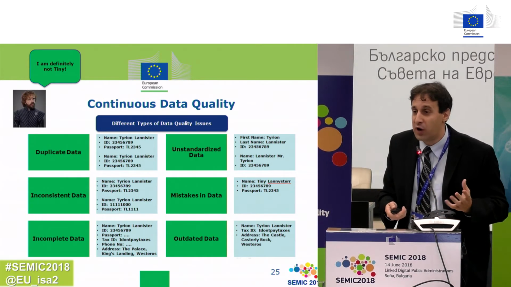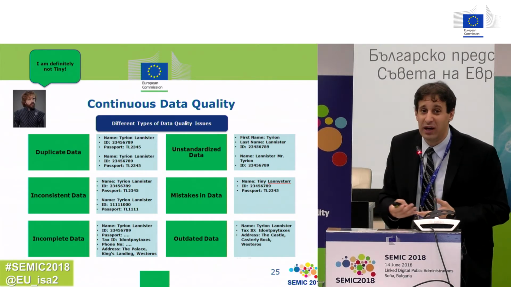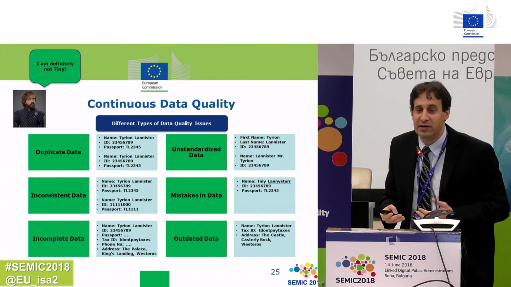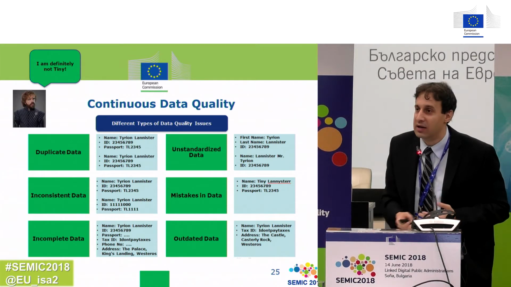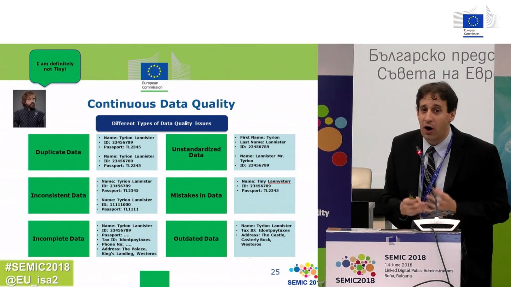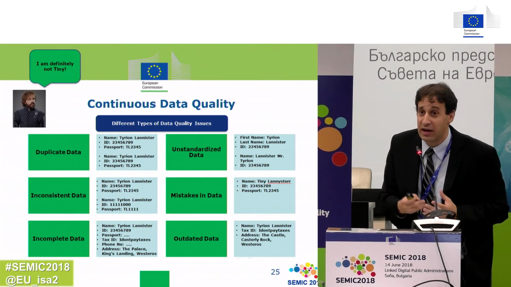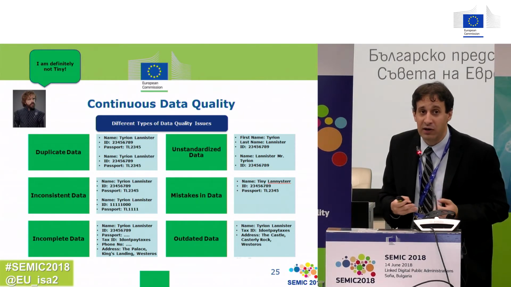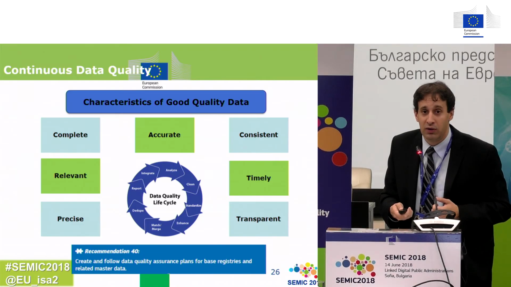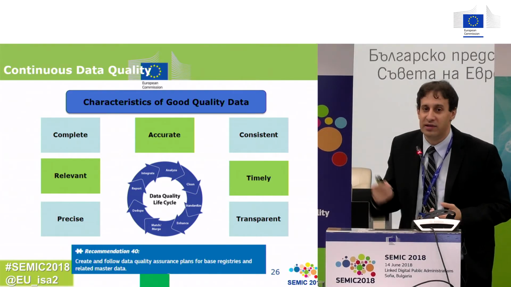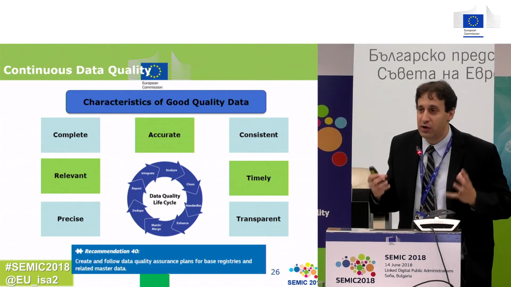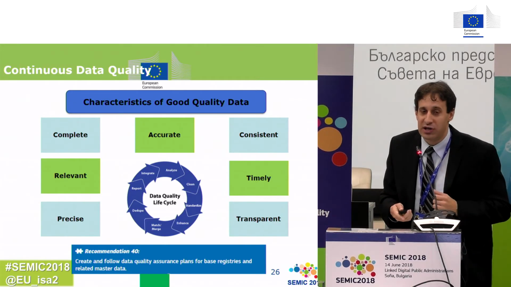So what type of problems can you have with data? You can have duplicate data, you can have inconsistent data, incomplete data, outdated, unstandardized, mistakes in data, all kinds of data. They propagate themselves in your registries, and then they create headaches for the people working with them. So what does good quality data look like? It's complete, it's relevant, it's precise, it's accurate, it's consistent, it's timely, and it's transparent. So this is what you want to achieve. This is where you want to go.